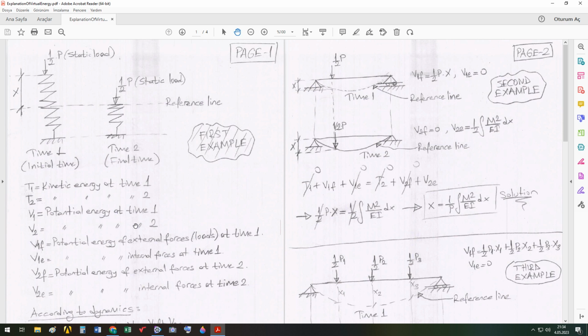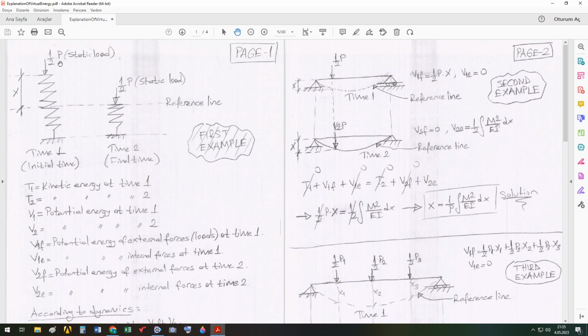So the reference line is selected here as the final, totally compressed position of the spring. And in mgh, h must be the difference which is in line with the line of force. So in the direction of the force, or in the sense of the force, we have x here. Our force is vertical, and x is vertical distance.